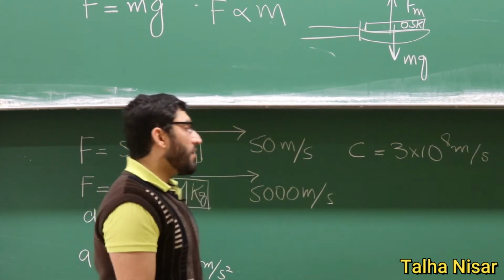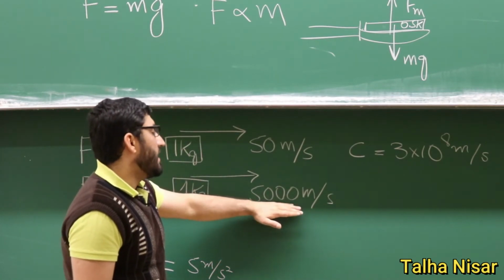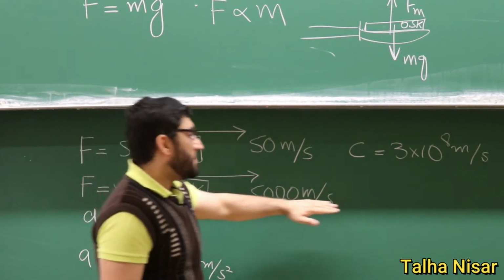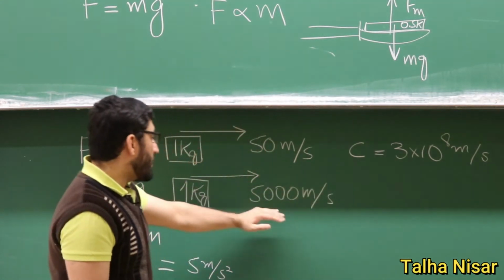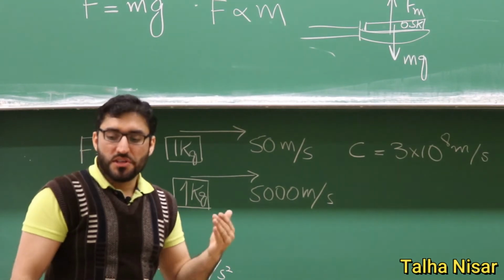But here we are talking about speeds that, for example, we can say are high, but much smaller than the speed of light, so we can apply Newton's laws here.